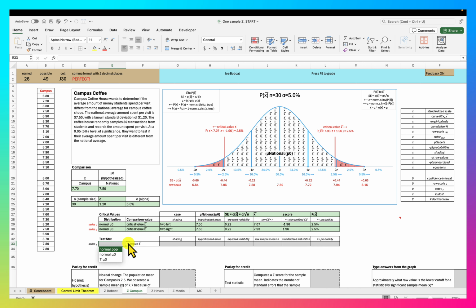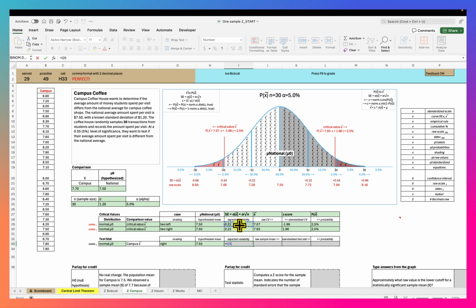All right, and now we get to work with the test stat. So same distribution. Now we have to figure out where we are. Well, we actually know where we are because the hypothesized mean is 750 and we're at 770, so we're to the right. So the shading should be right. It's obviously not quite that big, so we'll figure out exactly what it is. So first we can copy the mean. Expected variability, that's the same also. And now we actually work this way.